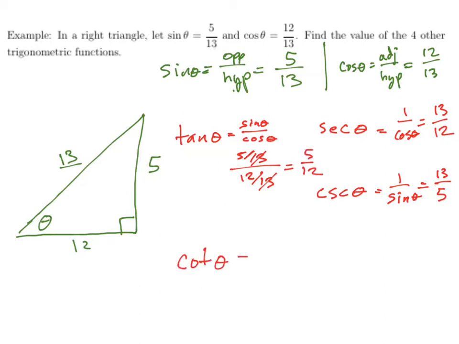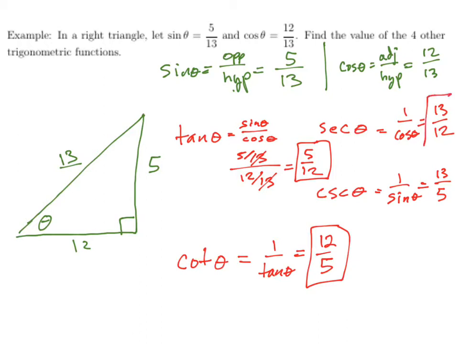Let's move cotangent down. Cotangent is just the reciprocal of tangent, so this is going to be 12 over 5. So we have 12 over 5 for cotangent, 5 over 12 for tangent, 13 over 12 for secant, 13 over 5 for cosecant. So using these reciprocal and quotient identities is kind of a shortcut from just using the triangle.